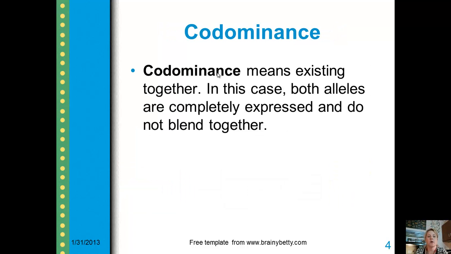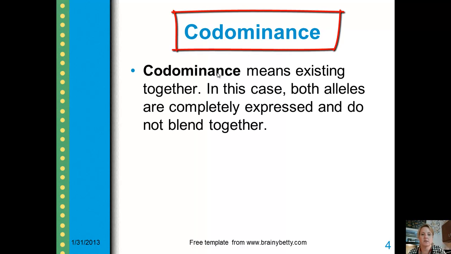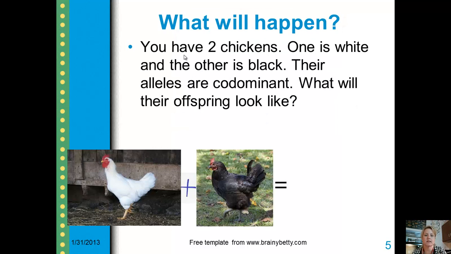All right. Next up, the next exception we have to the dominant recessive rule is codominance, which means existing together. The alleles do not blend, but they are both present. Let's look at an example here.